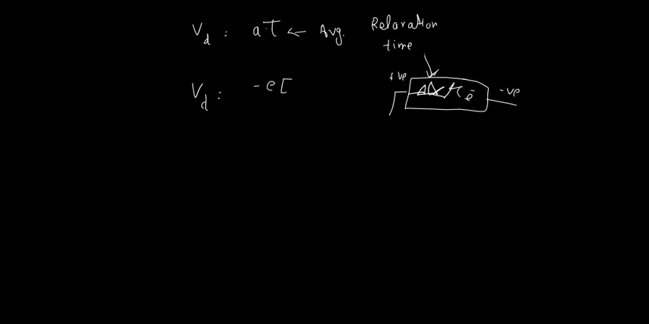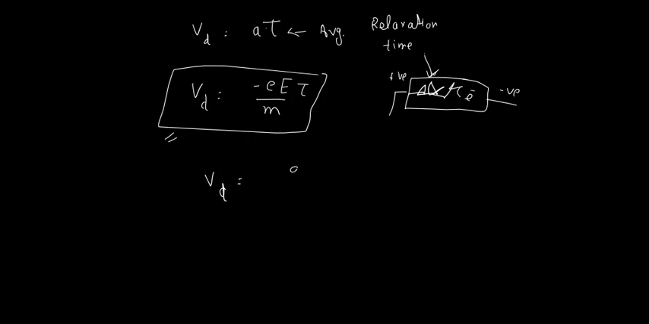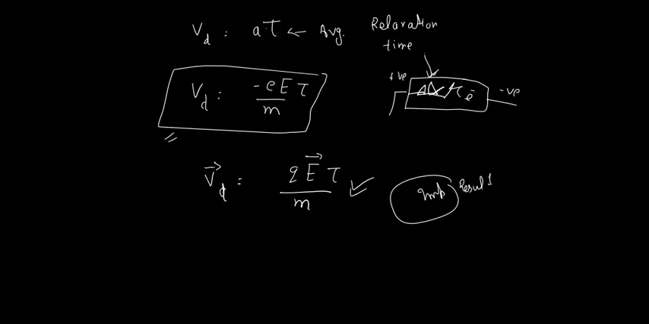So our Vd equals, now we will put the value of a, that is -eE tau/m. So here we put the value of a, or simply we can write Vd = qE tau/m, where q is the symbol for charge, in vector form. Vd, drift velocity, is a vector quantity, and electric field intensity is also a vector quantity. So this is our end result or expression for the drift velocity: Vd = qE tau/m.